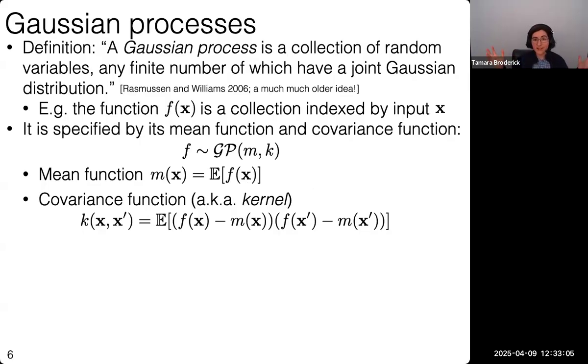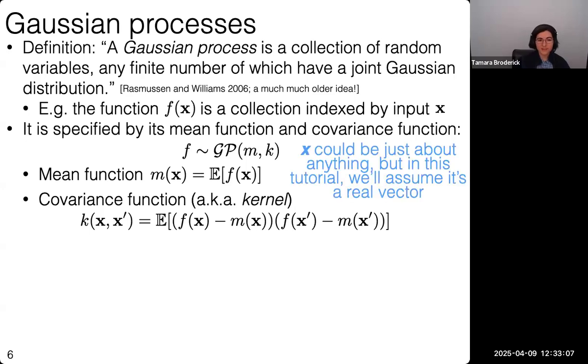Technically speaking, for very broad Gaussian processes, you could choose something else. X could actually be just about anything. It doesn't even have to be a vector, but we're just going to assume in this tutorial it's a real vector. And we're pretty much going to focus on the case where it's just one-dimensional, not that you have to. It's very common, again, to use 2- or 3-dimensional or a bit more higher dimensional stuff.